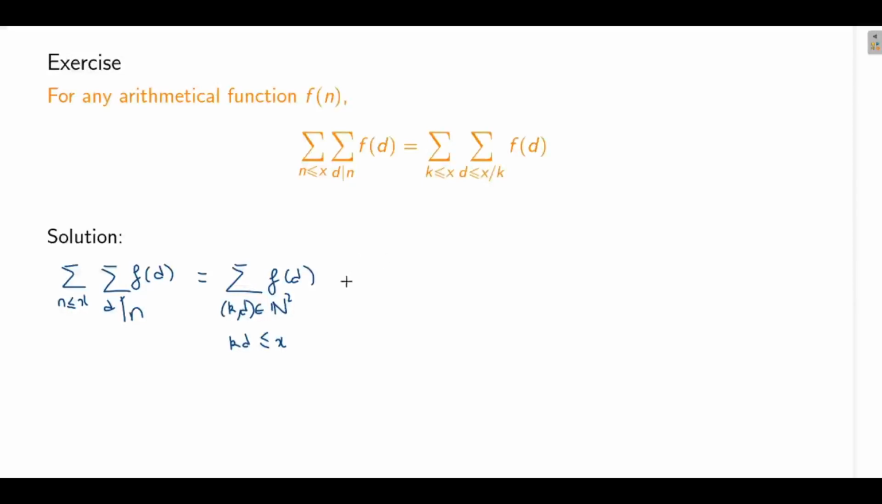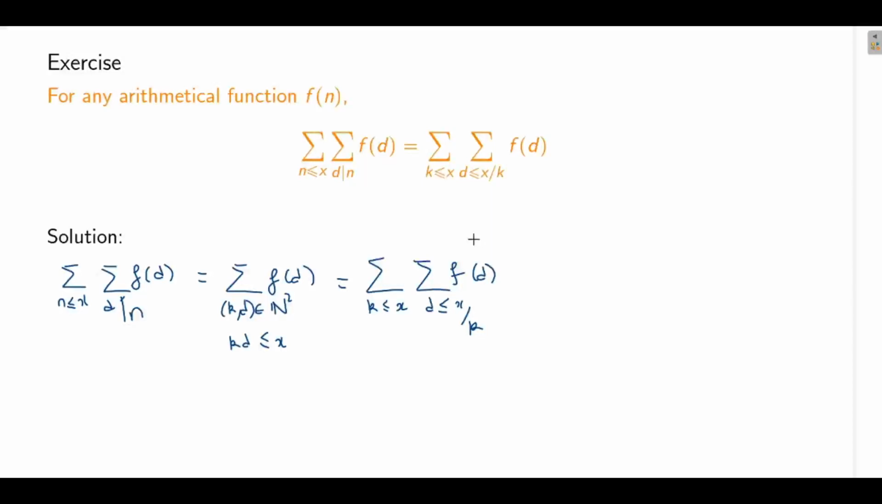So this will be equal to this, but this sum here, what is this? This will be summation. So k is going to vary from 1 to the greatest integer of x. If you look at all these lattice points which satisfy this, k will vary from 1 to the greatest integer of x, and then for each of these k's, the value of d can only vary from 1 to x by k, f of d.